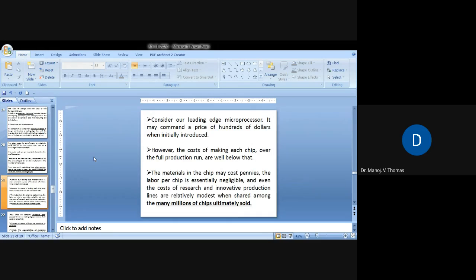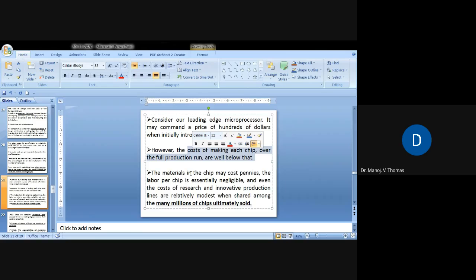Consider our leading edge microprocessor. It may command a price of hundreds of dollars when initially introduced. However, the cost of making each chip over the full production run is well below that. The actual cost may be very less. The materials in the chip may cost pennies, a very little amount.